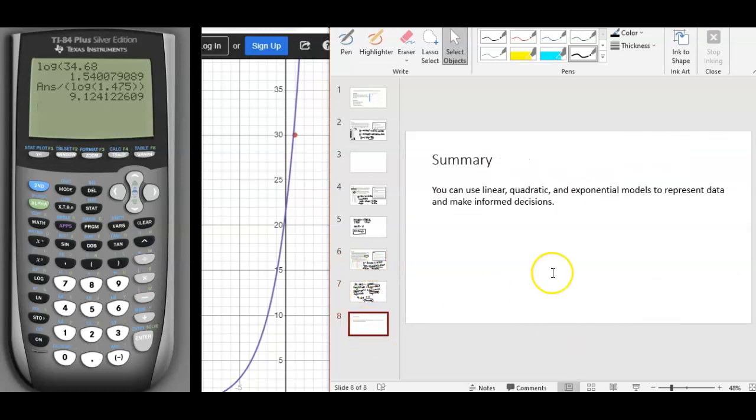Okay, so that's how you can use linear, quadratic, and exponential models on DESMOS to represent data and make some informed decisions.